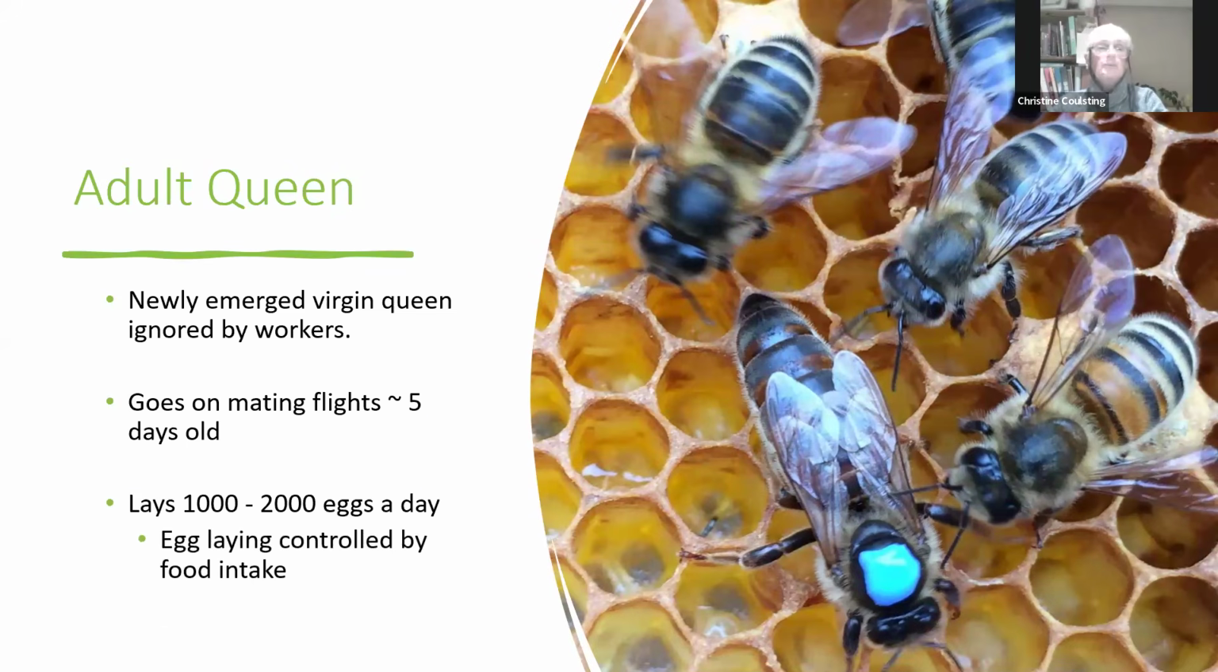Once the adult queen emerges, she tends to be pretty well ignored by workers. It takes about 3 days for her mandibular gland to start secreting, and then they will start getting more interested in her, and she will go out for a couple of orientation flights. Then she will start going out on mating flights when she's about 5 days old. So the bees will actually chivvy her out to mating.